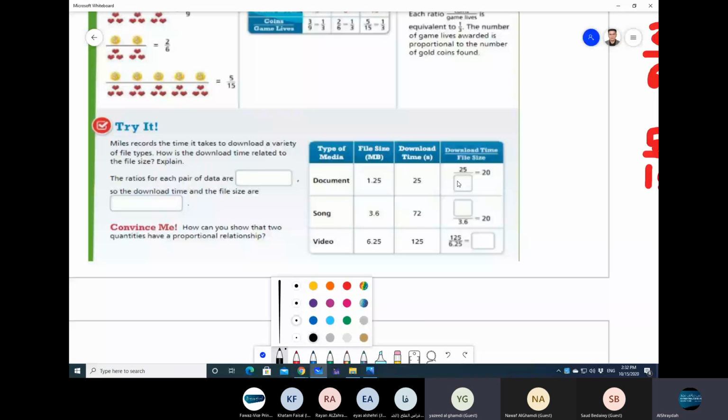1.25. Excellent. You are excellent, Yazid. So when you divide 25 by 1.25, it gives you 20.